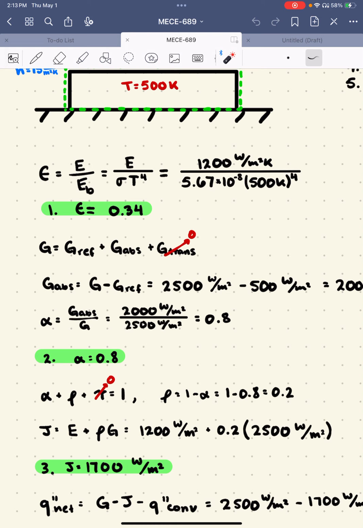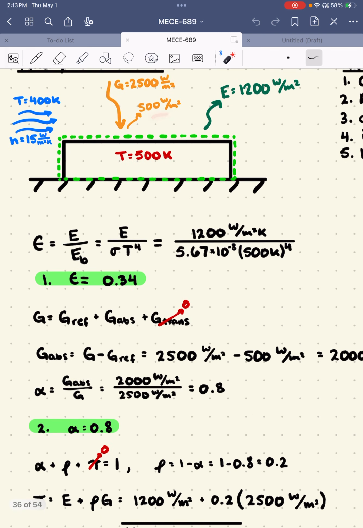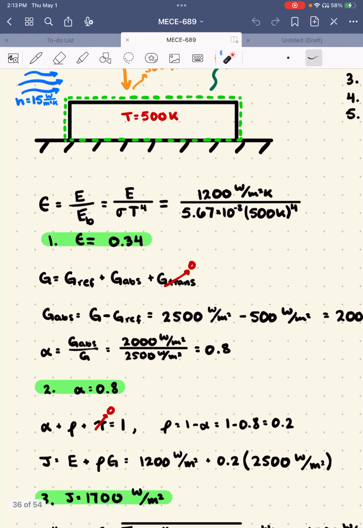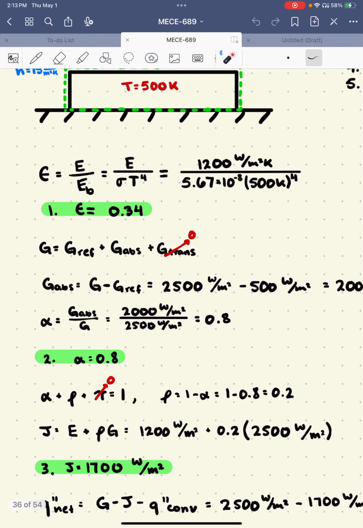Now, when we're looking for the absorptivity, we're going to start with the irradiation and say that the reflected, absorbed, and transmitted is all going to be equal to the total irradiation. Now, we know that because we have an opaque surface, the transmitted is equal to 0, and we have the reflected, which is just 500, we were told. Solving this, we get the total absorbed radiation of 2000 watts per meter squared, and using the ratio of the amount absorbed over the total, we get the absorptivity of 0.8.